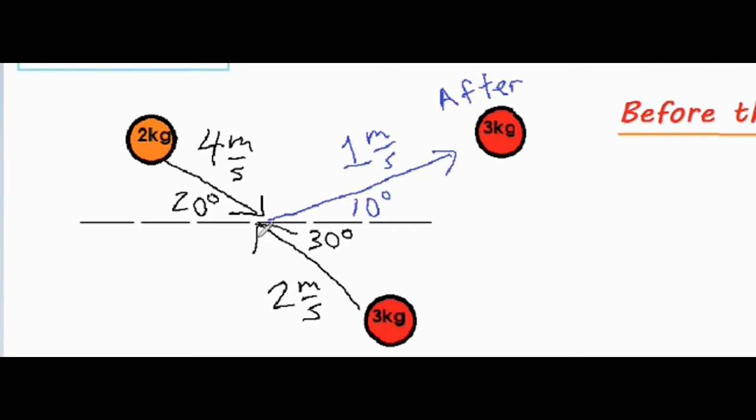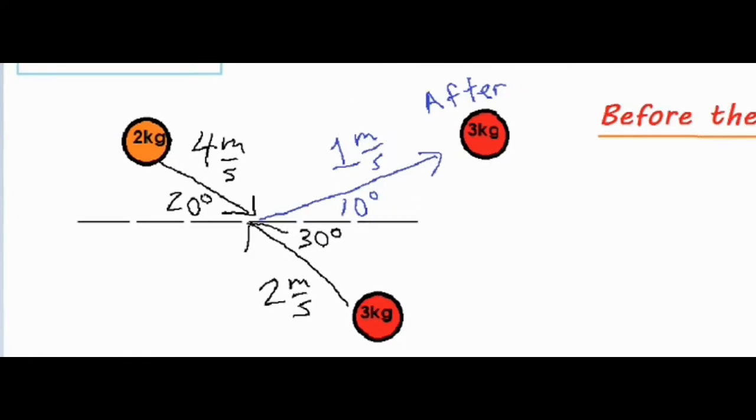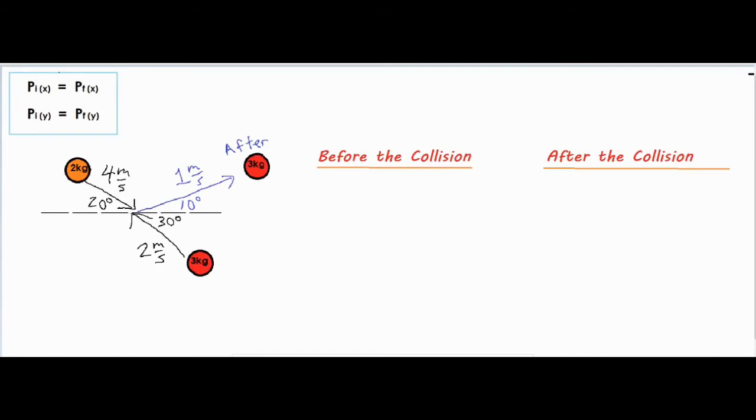Okay, so if we're taking a look at our scenario, we have a 2 kilogram ball coming in this way, a 3 kilogram ball coming in this way, and then afterwards our 3 kilogram ball bounces back at 1 meter per second, 10 degrees above the horizontal. So our question is basically, what happens to our 2 kilogram ball? We'll go ahead and call it VF. And then what is the final angle that it bounces off at?